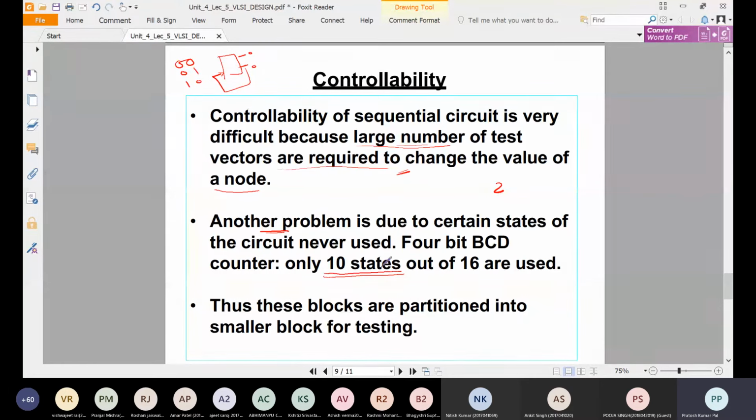Thus these blocks are partitioned into smaller blocks. For this type of testing, we will be testing these blocks by breaking them into smaller parts. Once we break it into smaller parts, fewer test vectors will be required for a particular test, and that will efficiently consider all the possible faults, and we can test it easily.